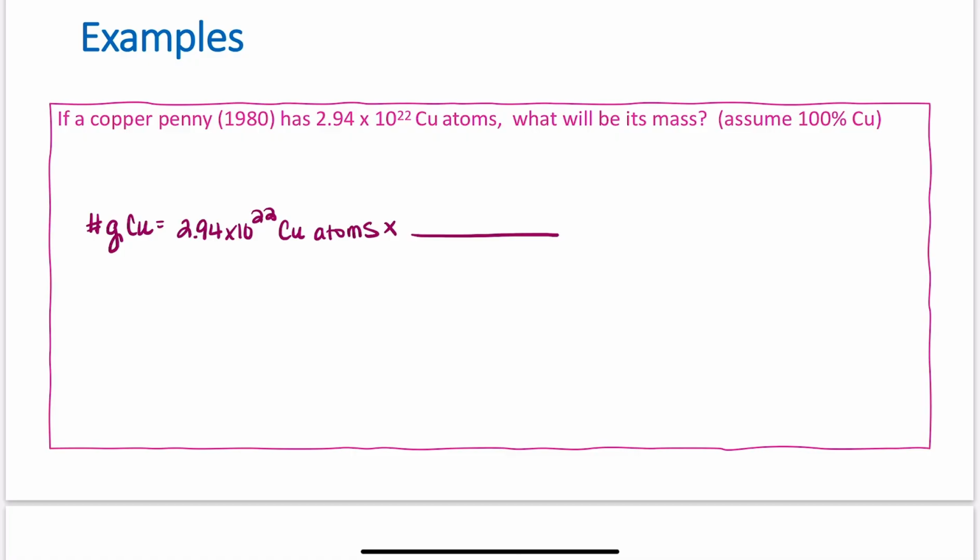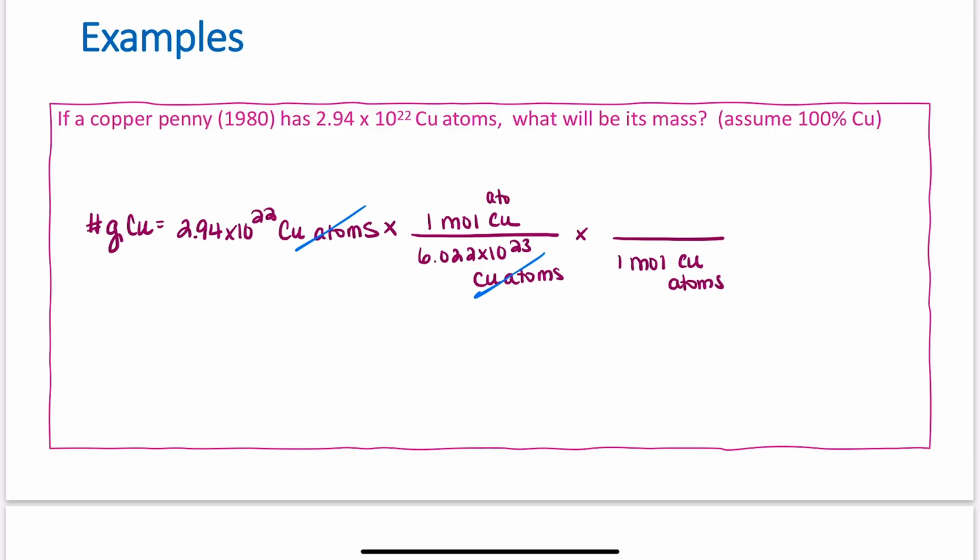I can't go from atoms to mass. I don't have a conversion, but I can go to moles. 1 mole of copper is 6.022 times 10 to the 23rd copper atoms. Now that I have moles, now I can go to mass. Because I look in the periodic table and I know that 1 mole of copper atoms weighs 63.55 grams. How do I know that? Because that's what's listed for copper on the periodic table.